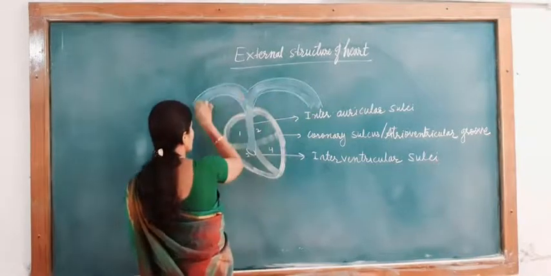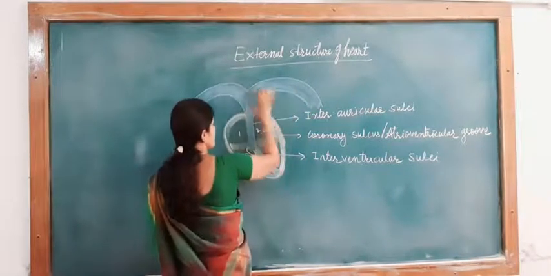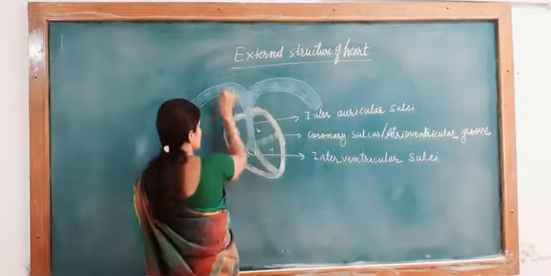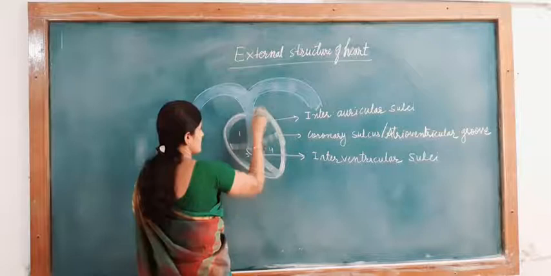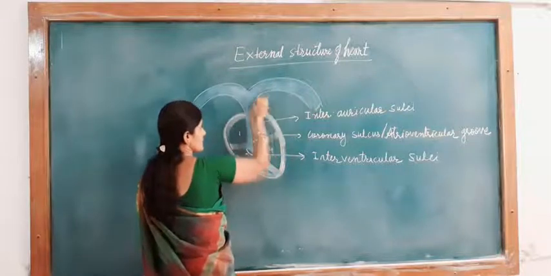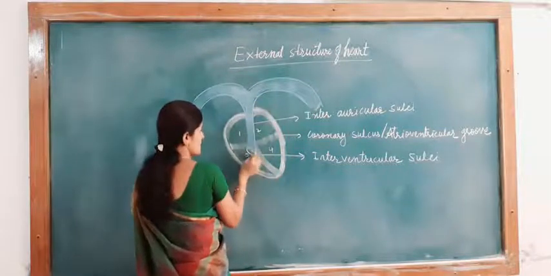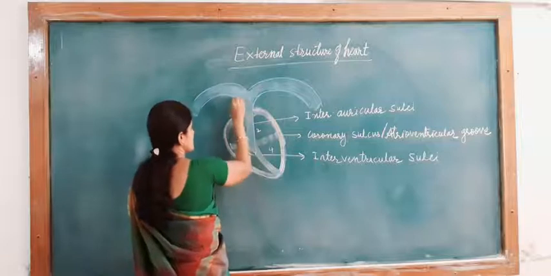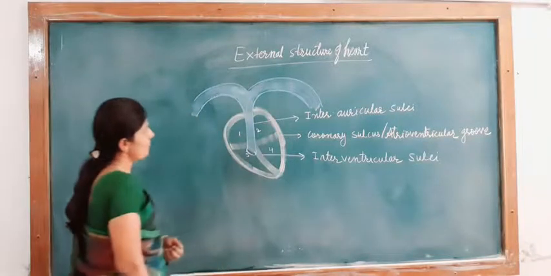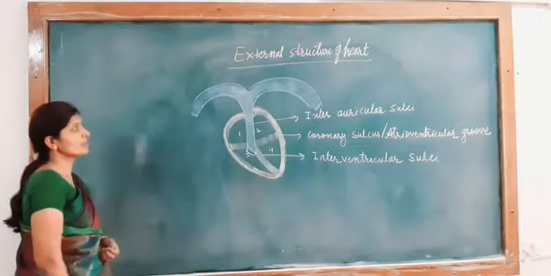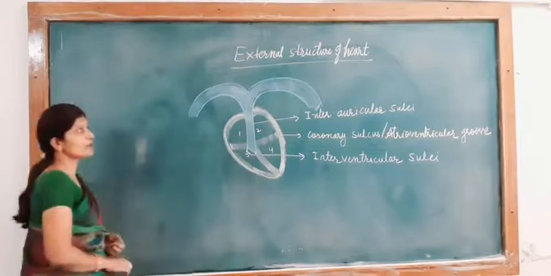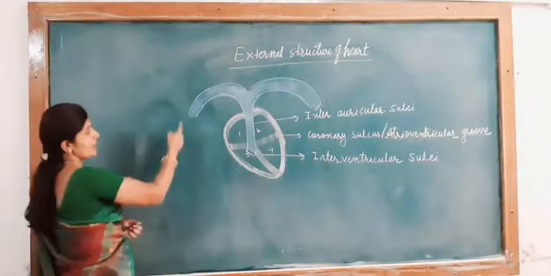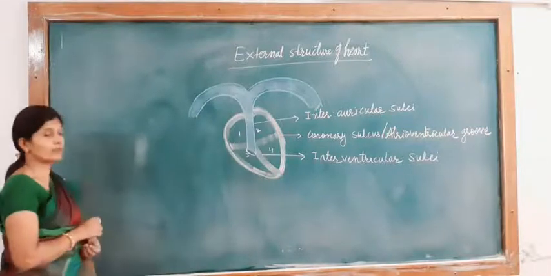This is the pulmonary aorta, which is coming from the right ventricle, the lower chamber. It arises from this chamber. This is one of the large vessels, which goes towards the lungs, the right lung and the left lung.